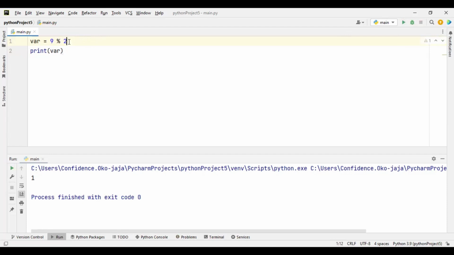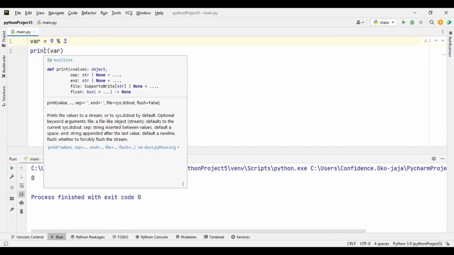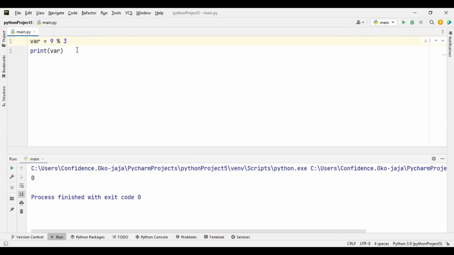If we do 9 and 3, that is 0 because 9 divided by 3 is 3 whole number 0 over 3. There is no remainder when we divide 9 by 3. If we had used 10, 10 divided by 3 is 3 whole number 1 over 3, and so the remainder is 1.